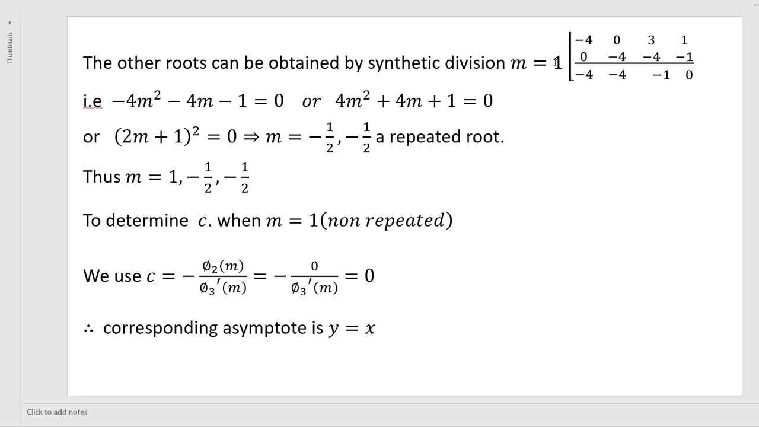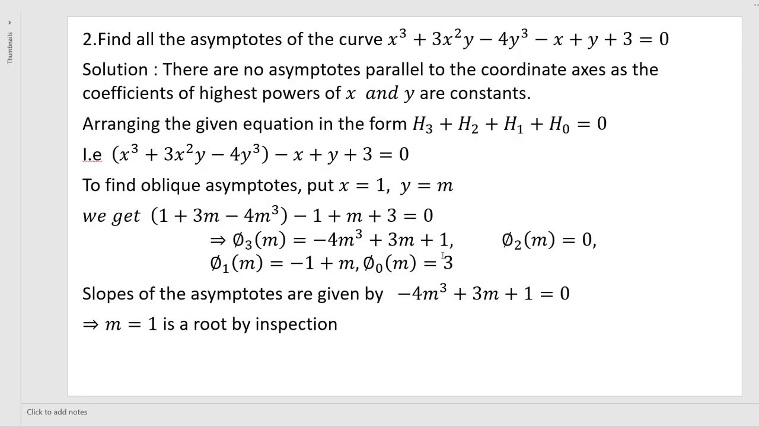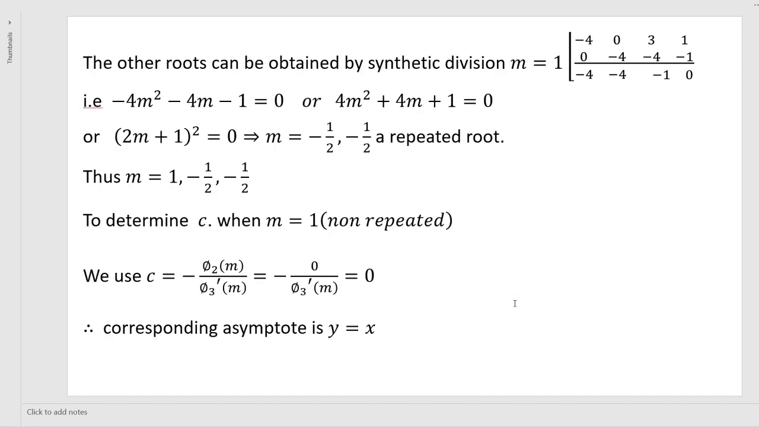To find the remaining roots, we use the synthetic division method. We know m is equal to 1 is one of the roots, and the equation is minus 4m cube plus 3m plus 1 is equal to 0. I write the coefficients of m cube, m square, m and constant: minus 4, 0, 3, 1. Next, 1 minus 4 plus 0 is equal to minus 4. 1 into minus 4 is minus 4. 0 minus 4 is minus 4. 1 into minus 4 is minus 4. 3 minus 4 is minus 1. 1 into minus 1 is minus 1. 1 minus 1 is equal to 0.